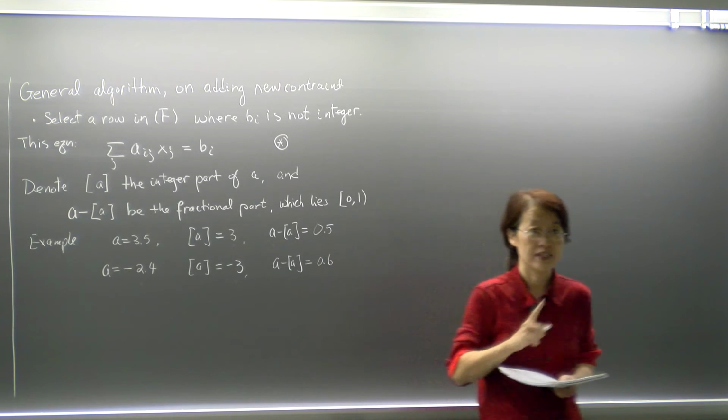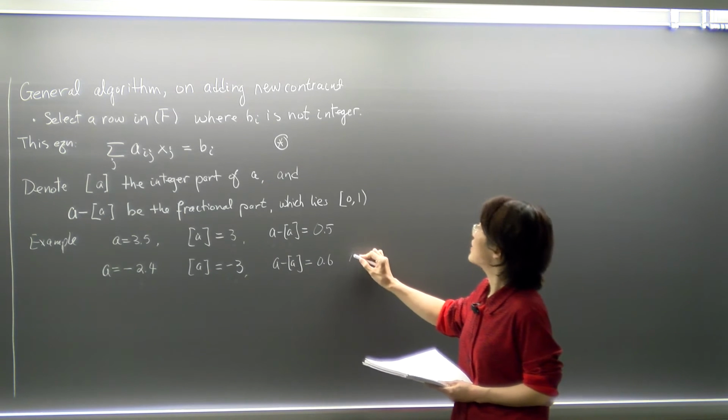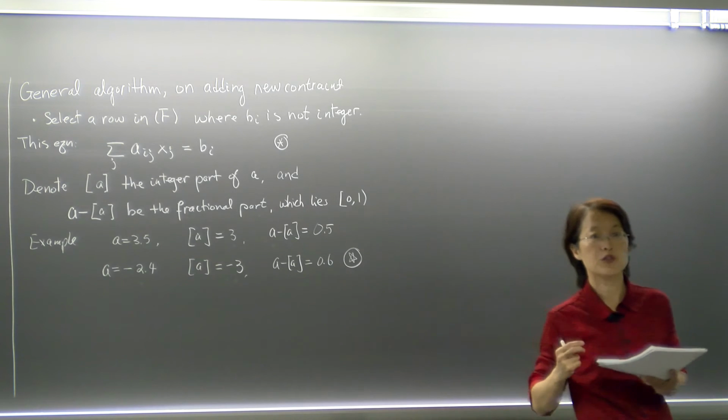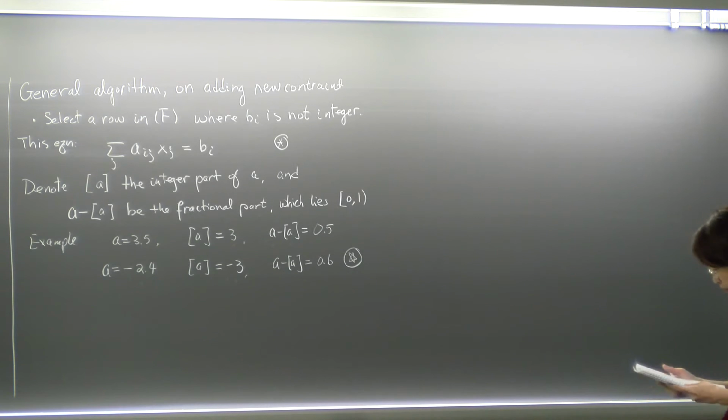0.6. Is that clear? So let me put a star here. Be careful when it's negative. That's what you have to do. The fractional part is always positive.